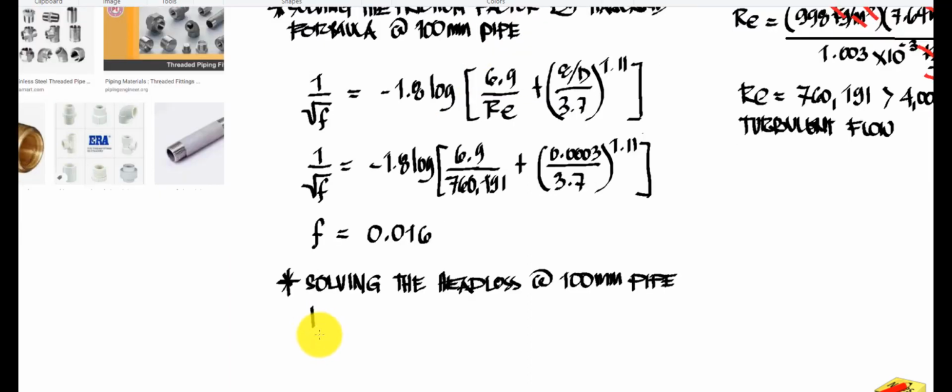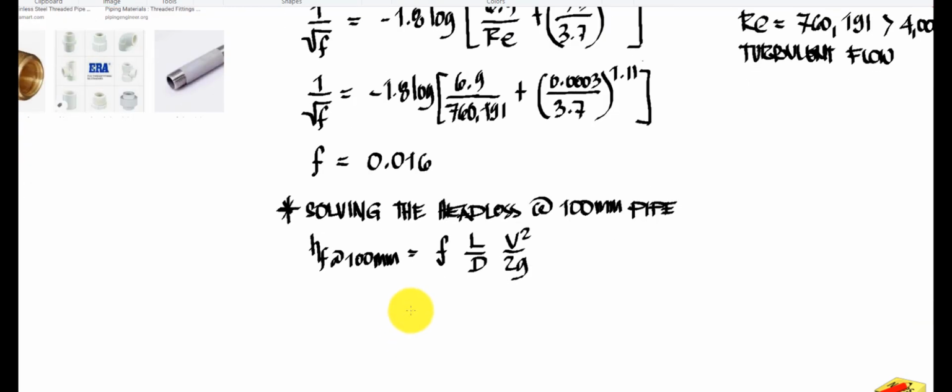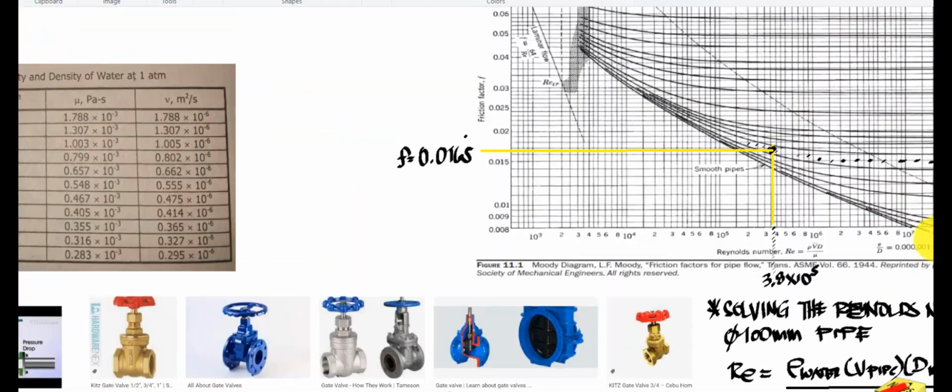Solving the head loss at the 100 mm pipe, we have hf at 100 mm, which is equal to f L over D times the velocity squared over 2 times the gravity. Substituting the values, we have f, which is 0.016, multiplied by the length. So let's check the figure in the drawing.